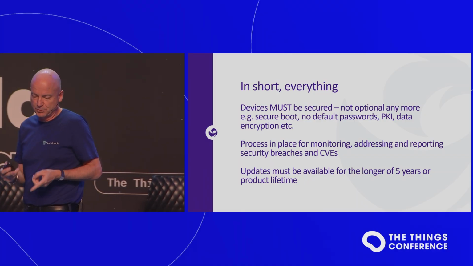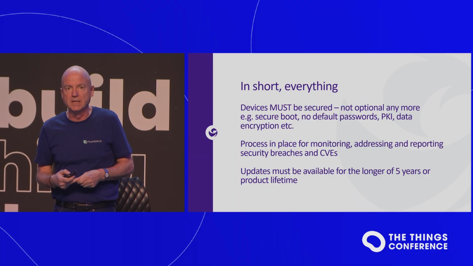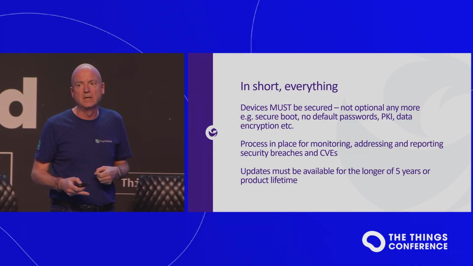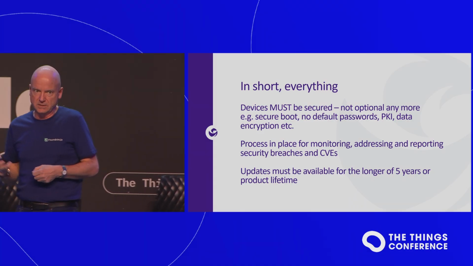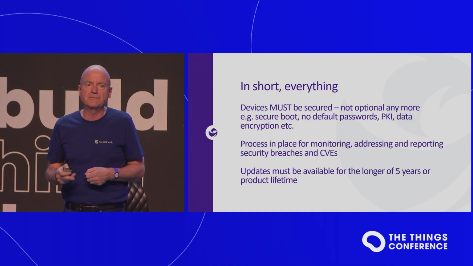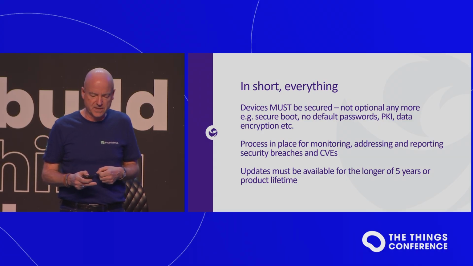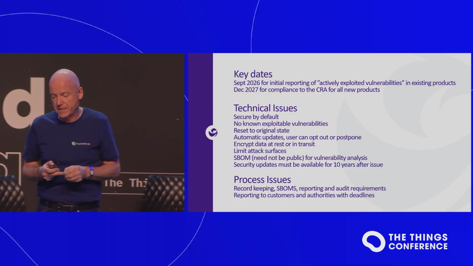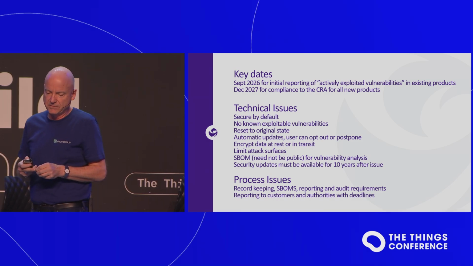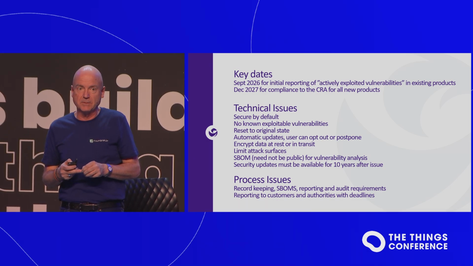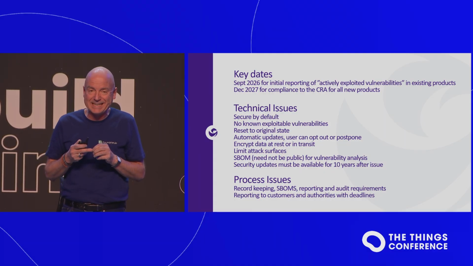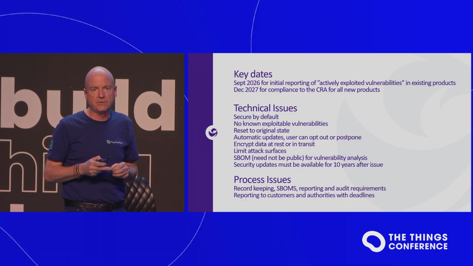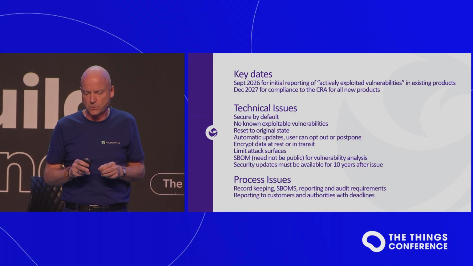You also need to establish processes for monitoring, addressing, and reporting security breaches and vulnerabilities in your product, and monitoring those vulnerabilities and reporting to the nation states when you have a problem. And updates have to be made available for your product for the longer of 5 years or the product lifetime. Key dates here: by the September of next year, you must be reporting actively exploited vulnerabilities, i.e. if somebody finds a problem or you find a problem in existing products. And by December 2027, you've got to be fully compliant to the CRA for anything you ship. That's not very far away.